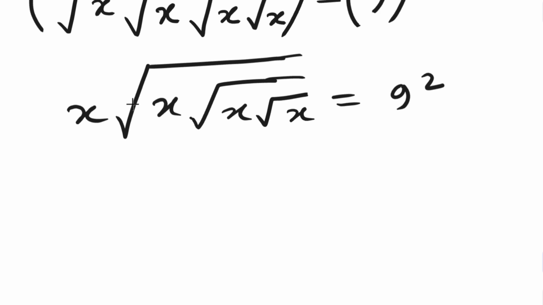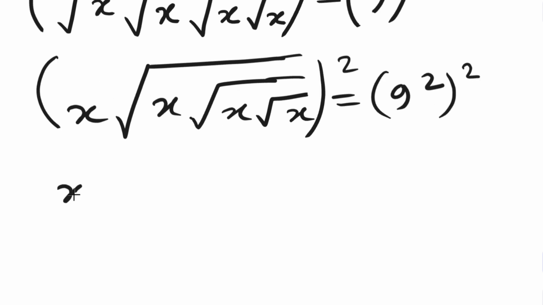Now, let's continue. We still have 3 nested square roots left, so we'll use exactly the same idea again. Square both sides once more. We get the quantity x multiplied by the 3 remaining nested square roots of x, all squared, equals the quantity 9 squared, all squared. Now let's expand the left-hand side carefully.